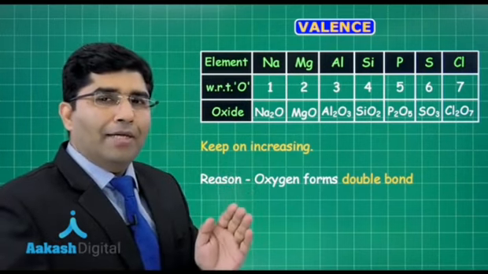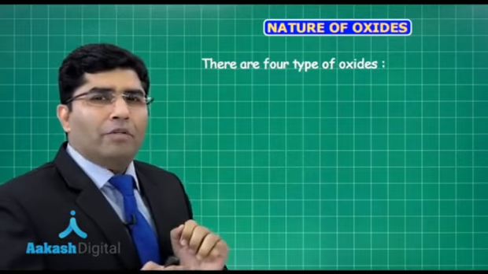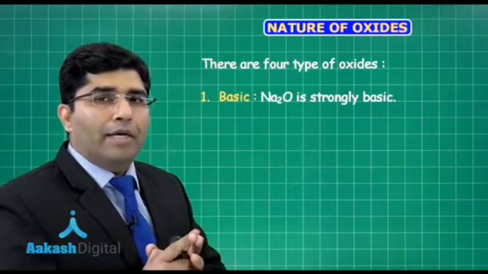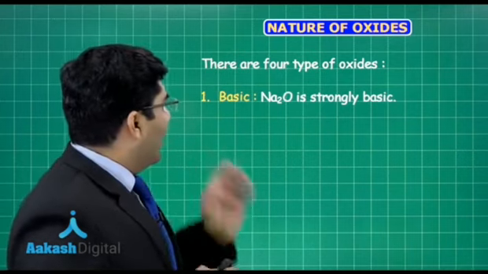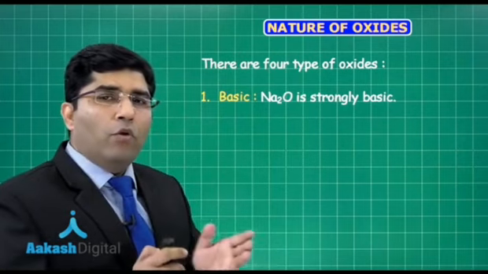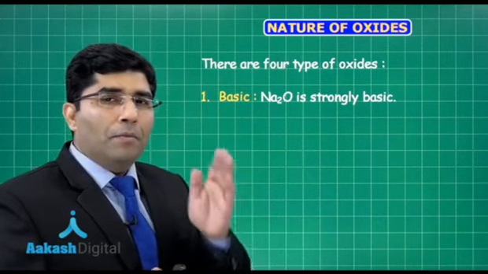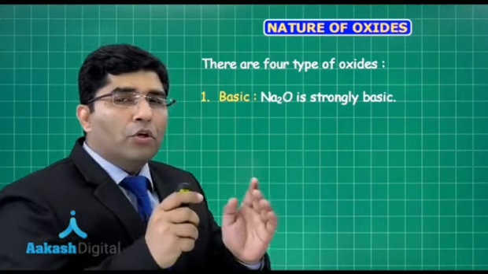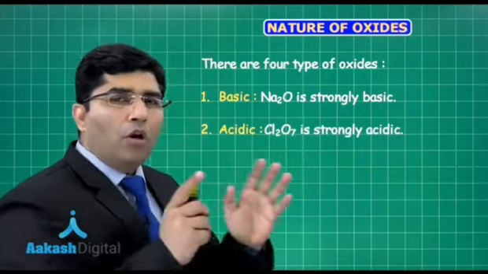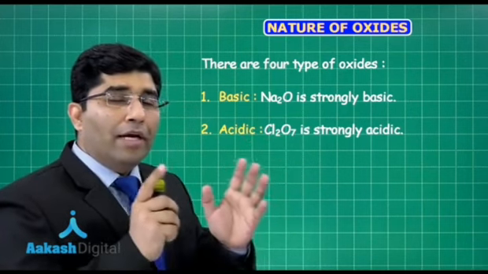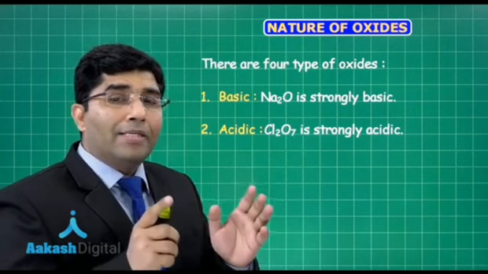Let's talk about types of oxides. Now, there are 4 types of oxide. The first is the basic oxide. Basic oxides are formed by the metals, and the example is Na2O. When we dissolve Na2O in water, it will form NaOH, a very strong base. Non-metals form strongly acidic oxides. For example, Cl2O7. If we dissolve Cl2O7 in water, it will form HClO4, and HClO4 is perchloric acid, and that is the strongest acid in the world.